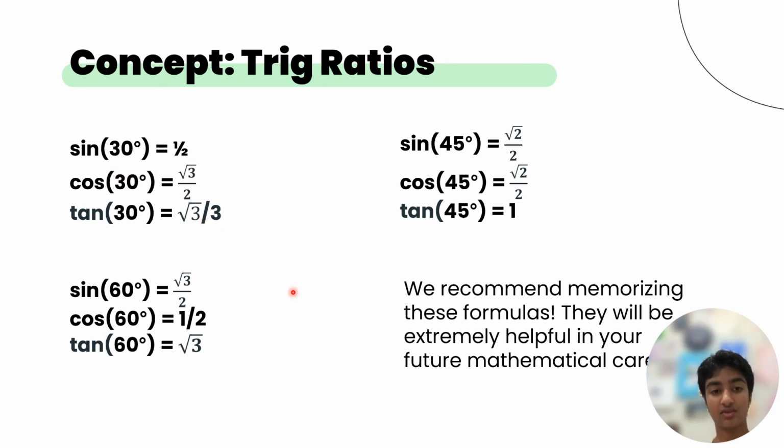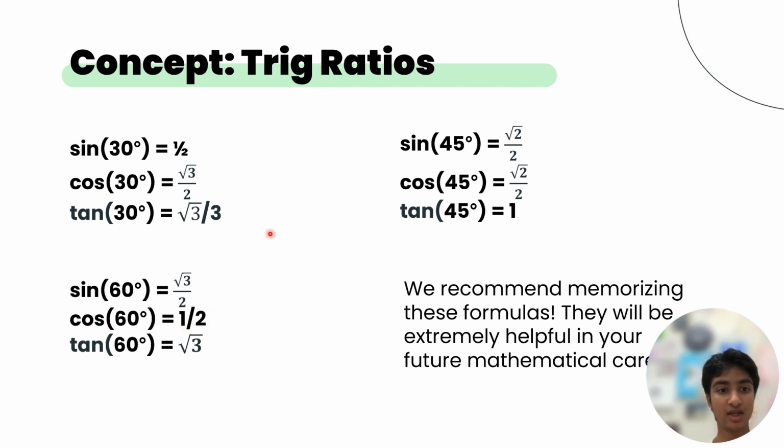Cosine 30 degrees is root 3 over 2, which is another one that we saw reoccurring with the special right triangle, where we based everything off of the 30 degrees. We use 30 degrees as a reference angle. And then tangent 30 degrees is root 3 over 3. And sine 60 degrees is root 3 over 2. Cosine 60 degrees is 1/2.